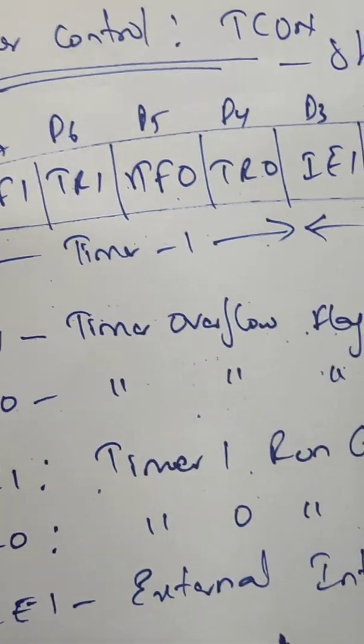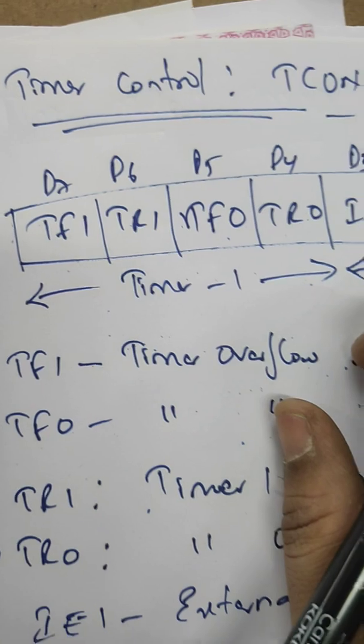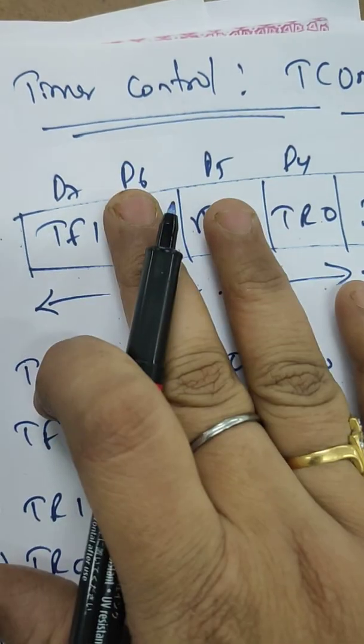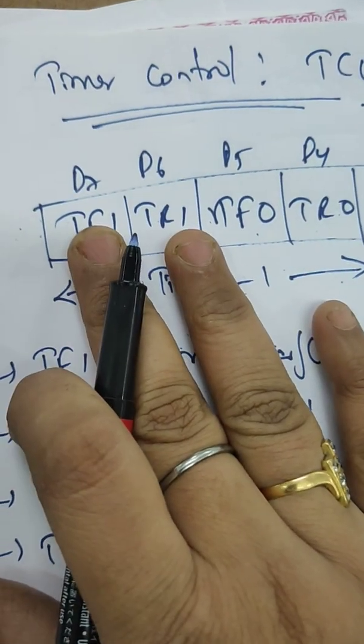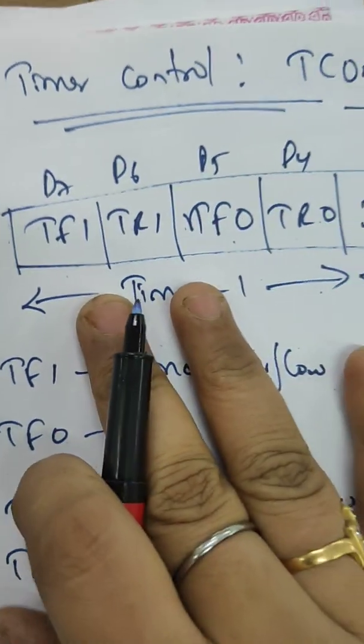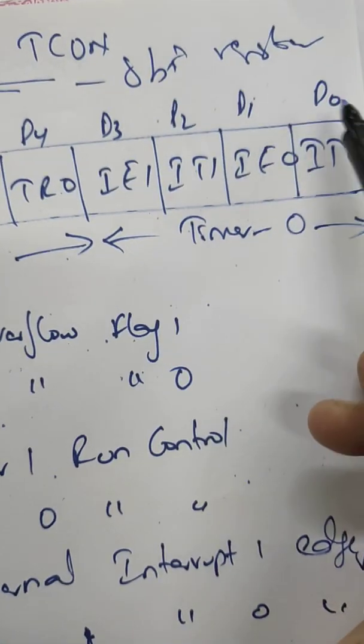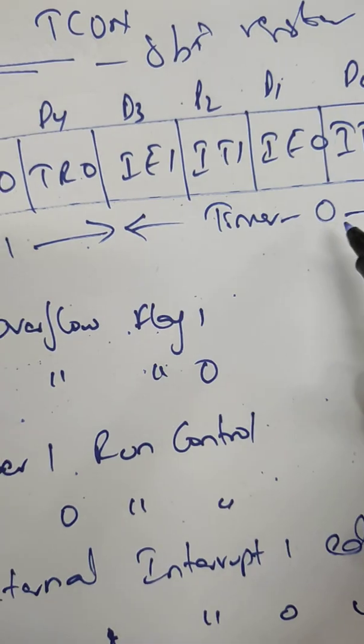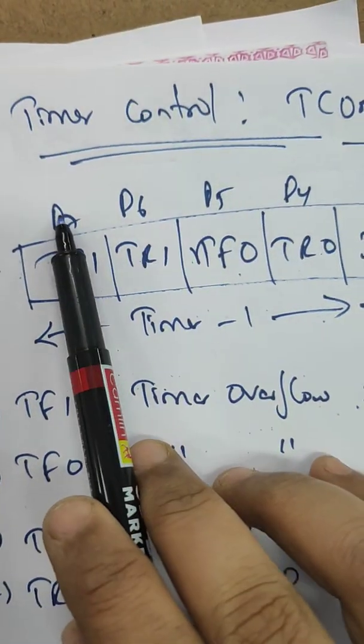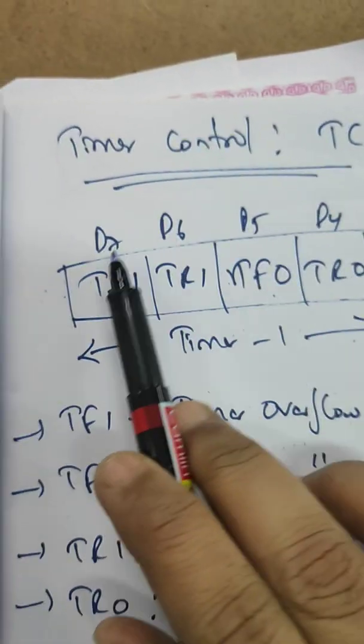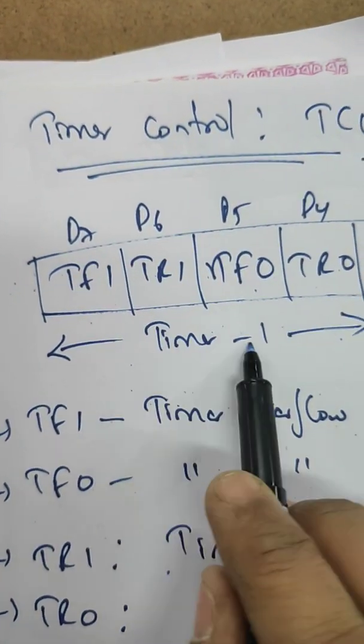So this register is in a flag mode, regarding which bit is going to be set and which is going to be reset. We know that set is nothing but 1, reset is nothing but 0. So here the upper 4 bits are for timer 1, and the lower 4 bits are known as timer 0.